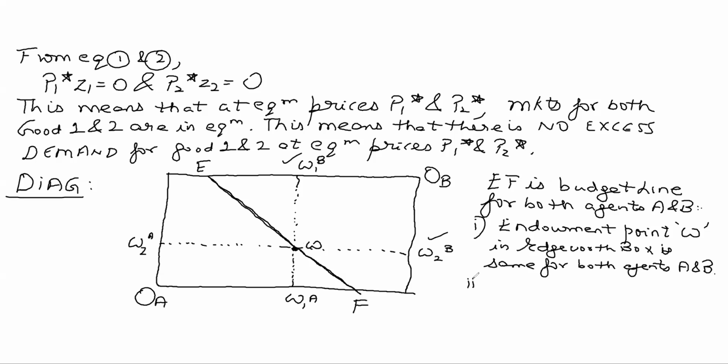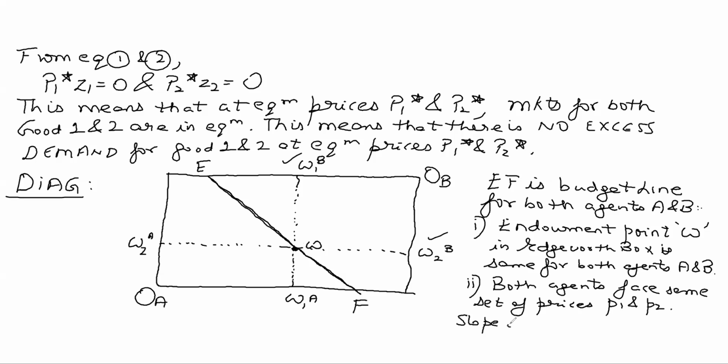Second thing is, both agents face the same set of prices, P1 and P2. That means the slope of the budget line for agent A is minus P1 by P2, and the slope of the budget line for agent B is also minus P1 by P2.